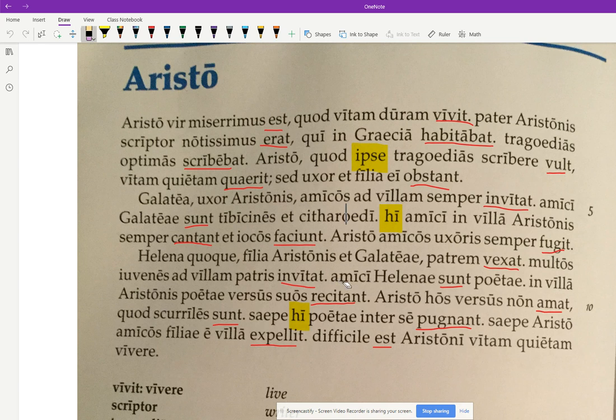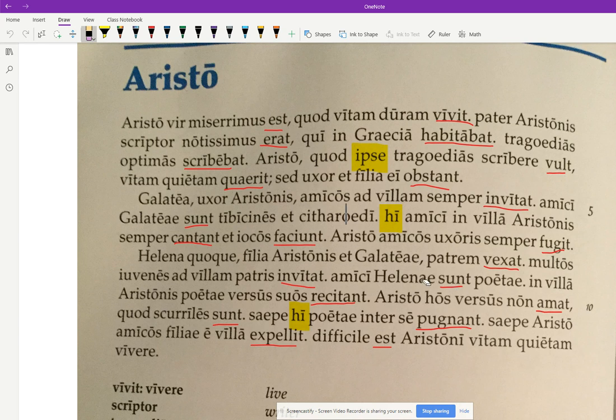Galatea. So amici Helenae sunt poetae. So the friends of Helena are poets, right? Poetae, of course, is what gender? Not feminine, it's masculine, right? Because most poets in antiquity were male, so it's a masculine noun. Even though it's first declension, it's still a masculine noun. Amici, masculine, poetae, masculine. So the friends of Helena are poets. You gotta watch out for those poets.